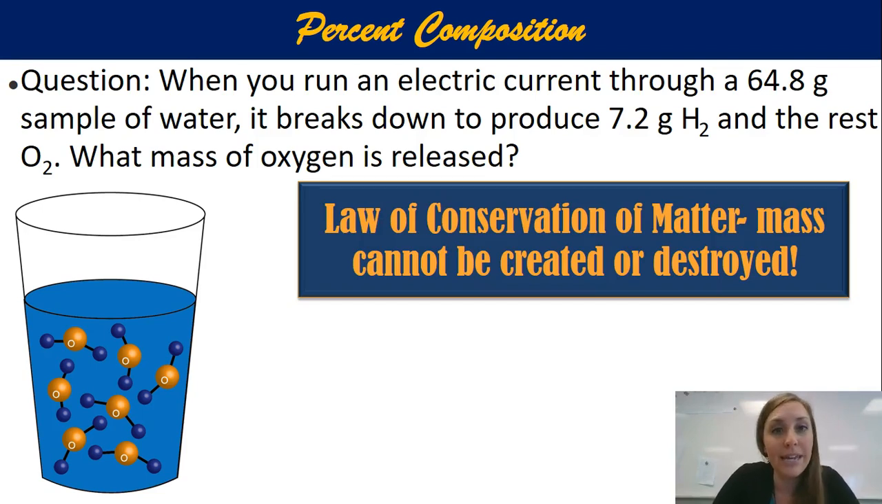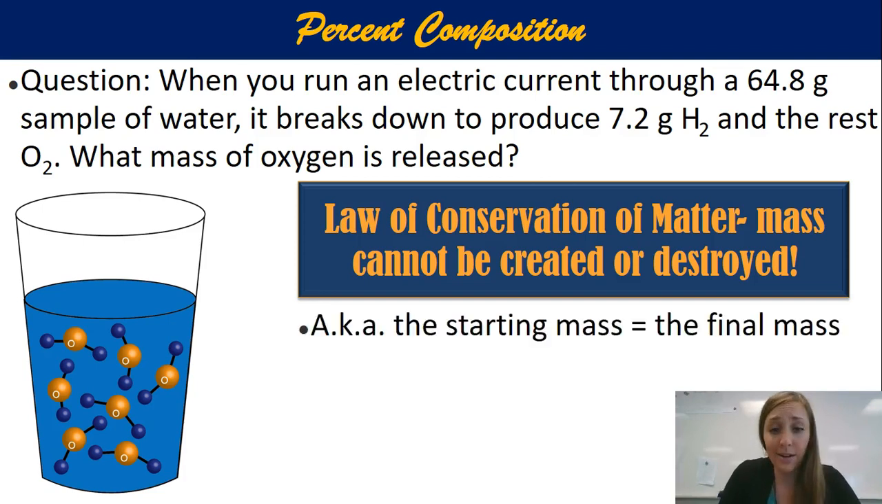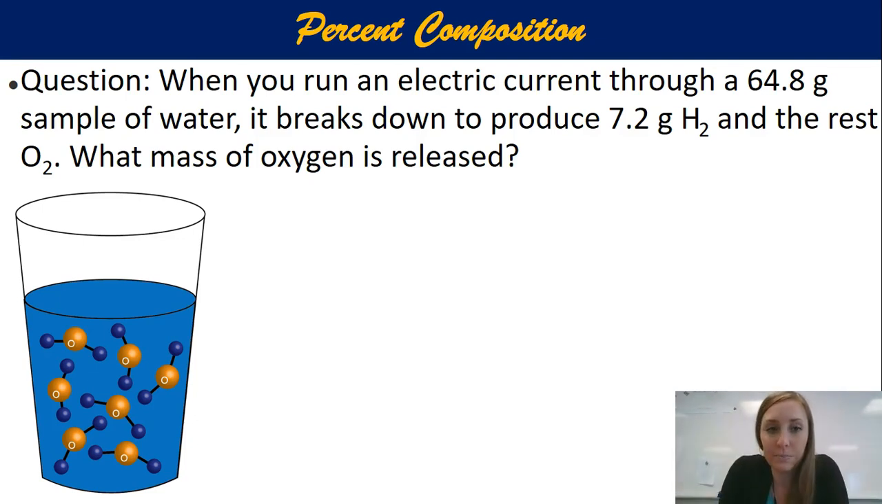Mass cannot be created or destroyed, which is a really fancy way of saying whatever your starting mass is, that's your final mass too. So if you start with 1,000 grams, you're going to end with 1,000 grams. If you start with 2 grams, you end with 2 grams. So whatever mass you start with is the mass at the end of your reaction.